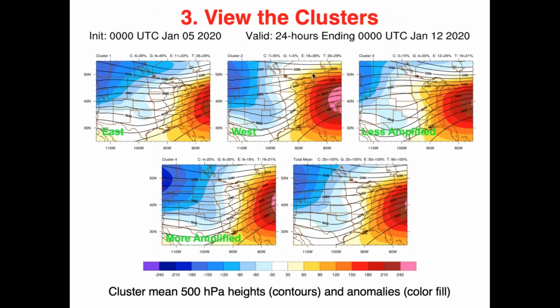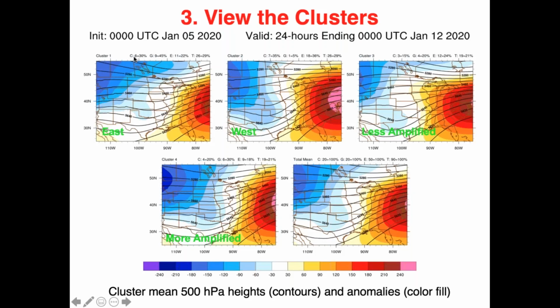So that's how we get the clusters, but now this is the most important part, which is actually viewing the clusters. So what I have here on this 5-panel chart is the cluster mean for each of the 4 clusters, as well as the total ensemble mean, which is down here in the bottom right. And in each of these figures, what's contoured is the cluster mean 500 millibar heights, and then the anomalies are in the color fill.